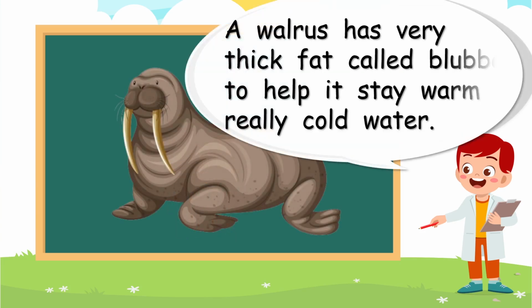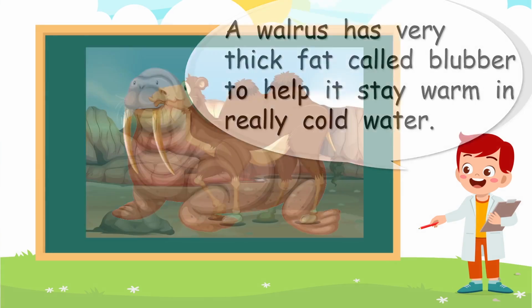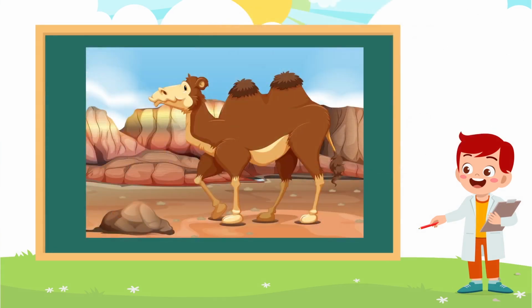This is a walrus. A walrus has very thick fat called blubber to help it stay warm in really cold water. That's another good word, isn't it? Blubber. This is a very different environment again. We're back in the desert.